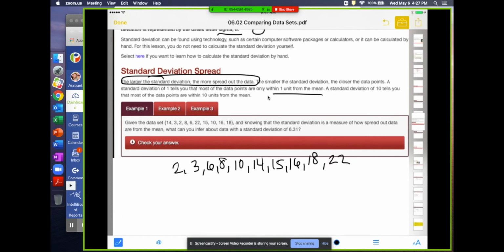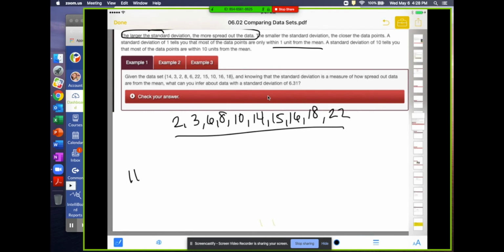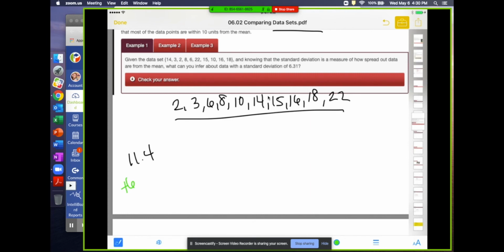So what I've got to do is take all these, add them up, and then divide by 10, because it looks like there's 10 data points. What I get after doing that is 11.4. So my mean is 11.4 and the standard deviation is 6.31. So all of my data points are either going to be 6.31 above 11.4, which is my mean, or below. So I'm going to add 6.31 to my mean, and then subtract 6.31 from my mean. So that means the data points in between these values, from 6 to 16, are within 1 standard deviation of the mean.